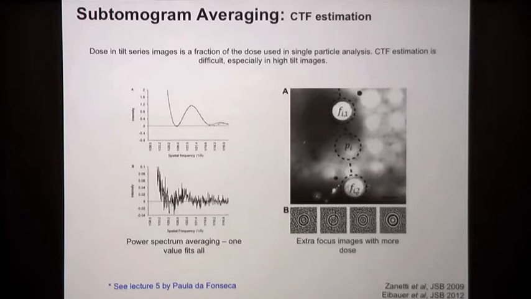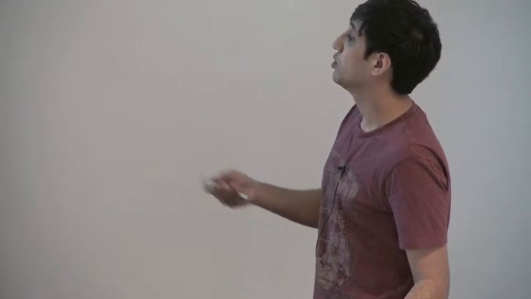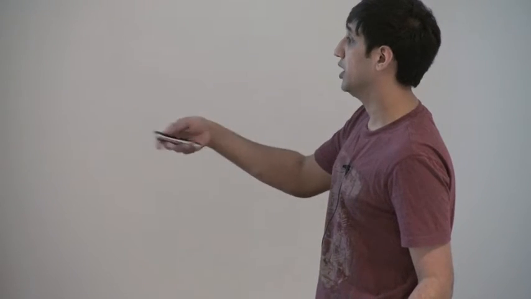Another method to estimate the CTF is to collect additional images. For example, this is an EM grid again. This is the area of interest where we actually want to acquire data. So the option is to acquire extra images on either side with higher dose. In these extra images, because of the higher dose, you have a much better visualization of the tone rings, allowing you to back calculate what the defocus was in your record area. So this is another way to get the defocus of the microscope back for CTF correction.